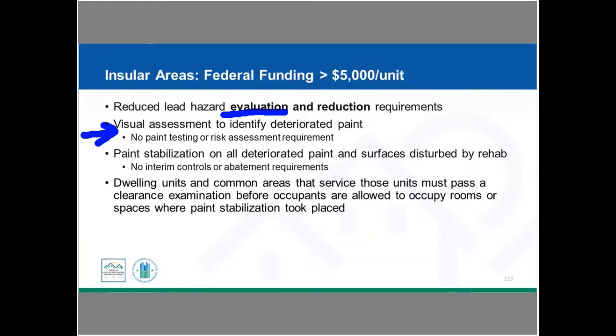So it doesn't require hours and hours of training or any special type of training. You do need to be certified, and when you finish that online training, which is free, you're able to print out a certification, has your name on it, and you can put it in your file. So someone who's trained in visual assessment or visual assessment certified still has to do a visual assessment to identify any deteriorated paint. Again, we're in insular areas over 5,000.